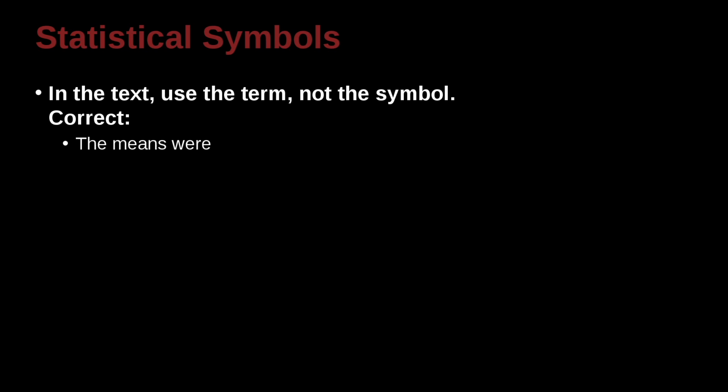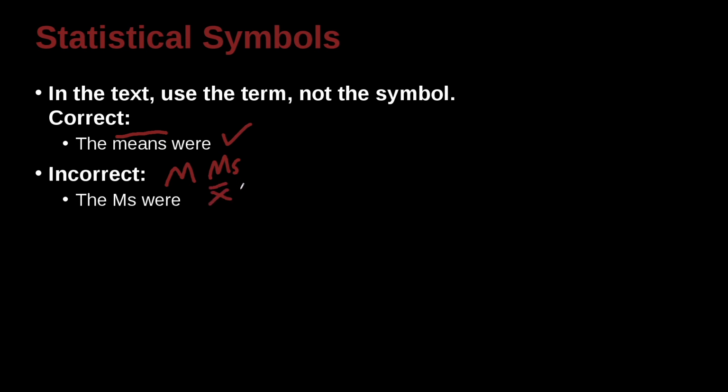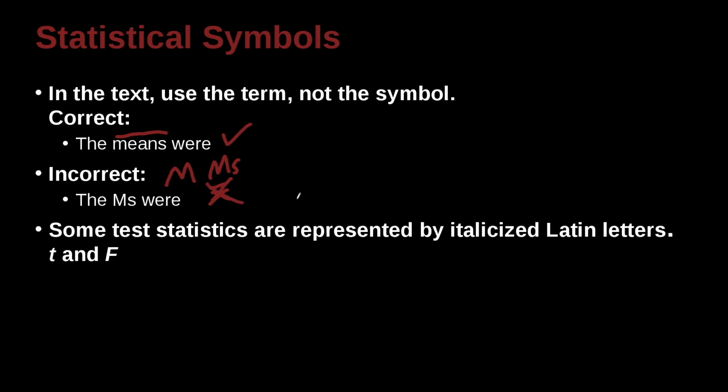So for example, if I were to say something like, the means were, I should use the word means here. Multiple means. I would not say the M's, which is shorthand, M for mean, M's for means. So the correct way would be to say the English word rather than use the symbol. Of course, another symbol you may use is the X bar mean. And again, we would not be wanting to use that inside of the content of our text.